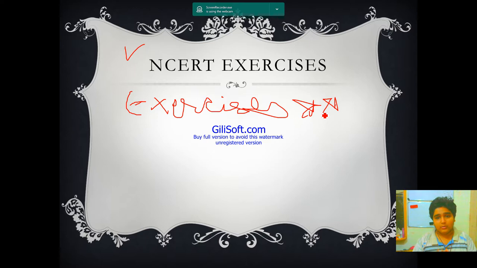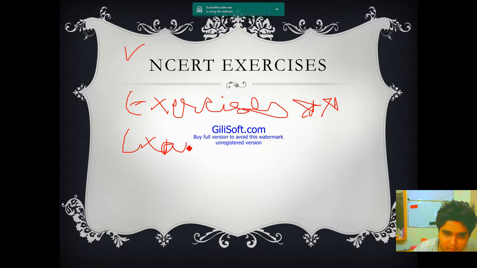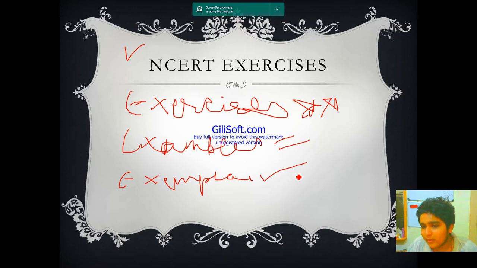Then examples. This also you should know for every single chapter. It is a must. It should be done. And then exemplar. Exemplar is a very huge bank, so you might not be able to do everything now. If you've done it throughout the year, excellent, very fine. But if you've not done it throughout the year, if you're hearing about this exemplar for the first time in your life, I'll tell you, it's simple.